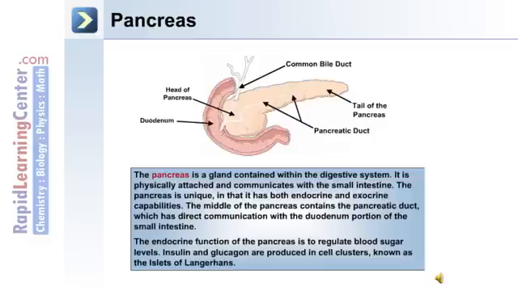It has both endocrine and exocrine capabilities. The middle of the pancreas contains the pancreatic duct, which has direct communication with the duodenum portion of the small intestine. The endocrine function of the pancreas is to regulate blood sugar levels. Insulin and glucagon are produced in cell clusters known as the islets of Langerhans.